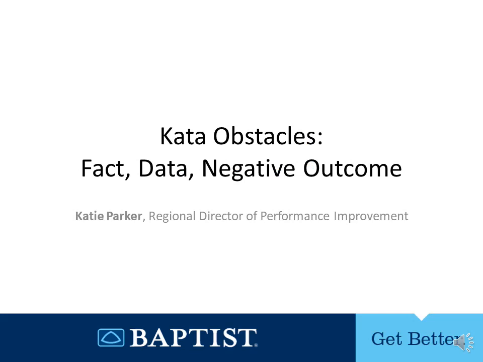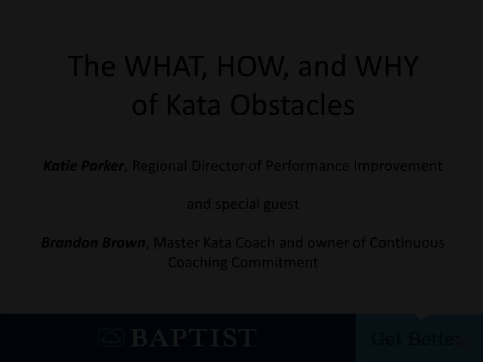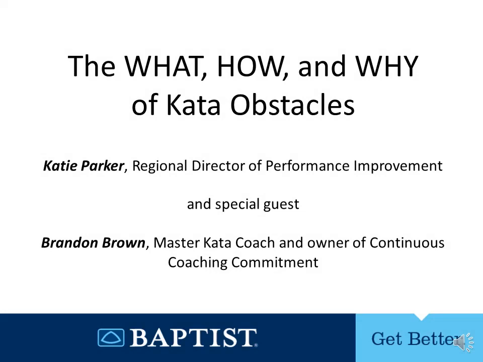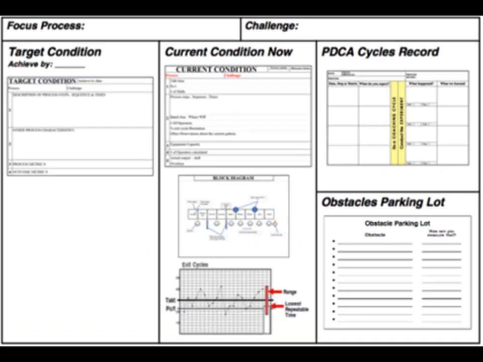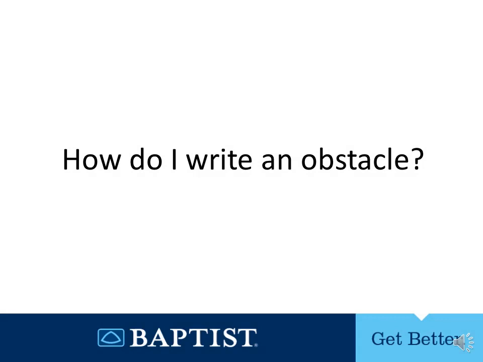Today, I'm going to talk briefly about Kata obstacles, specifically a tip we gave about how to write one: a fact, data, and negative outcome. First, I'd like to review what an obstacle is. As Brandon said in our last video, an obstacle is an impediment on reaching your target condition. Remember, the tip we gave to write a good obstacle was to include a fact, data, and negative outcome.